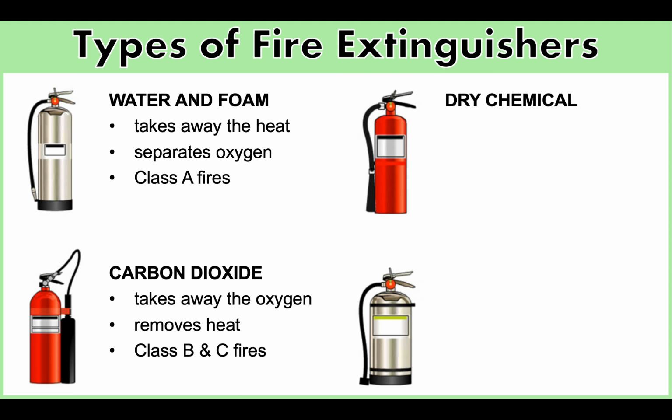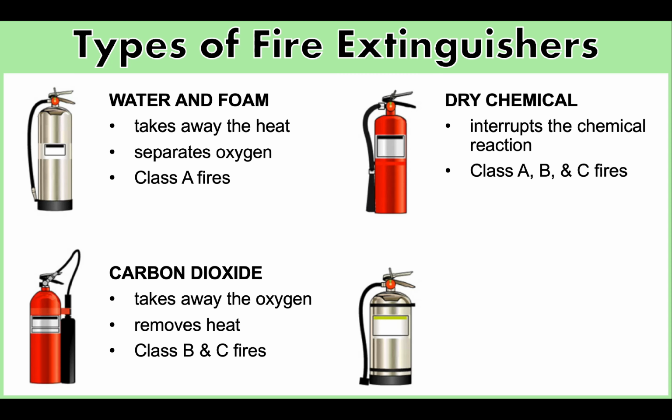The dry chemical interrupts the chemical reaction of the fire triangle. Today's most widely used type of fire extinguisher is the multi-purpose dry chemical that is effective on Class A, B, and C fires. This agent also works by creating a barrier between the oxygen element and the fuel element on Class A fires. Ordinary dry chemical is for Class B and C fires only.